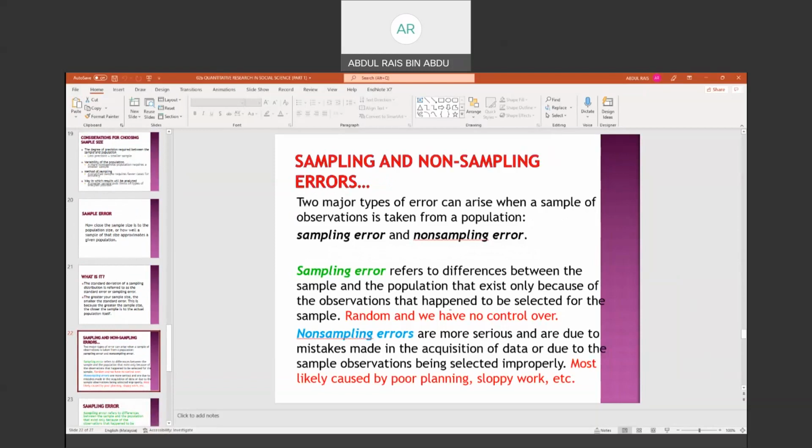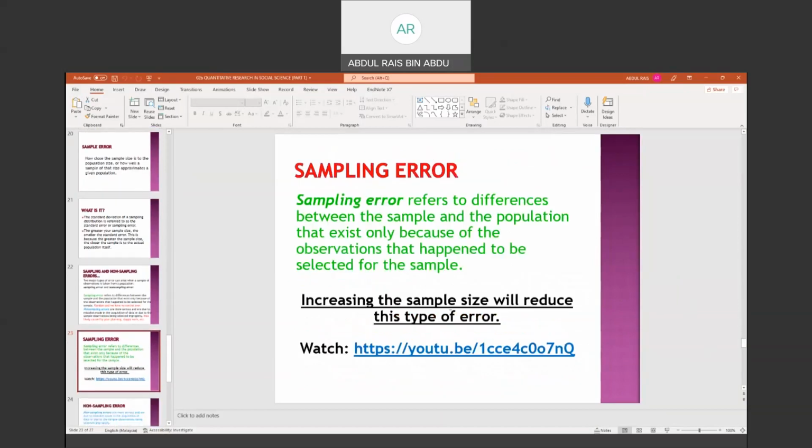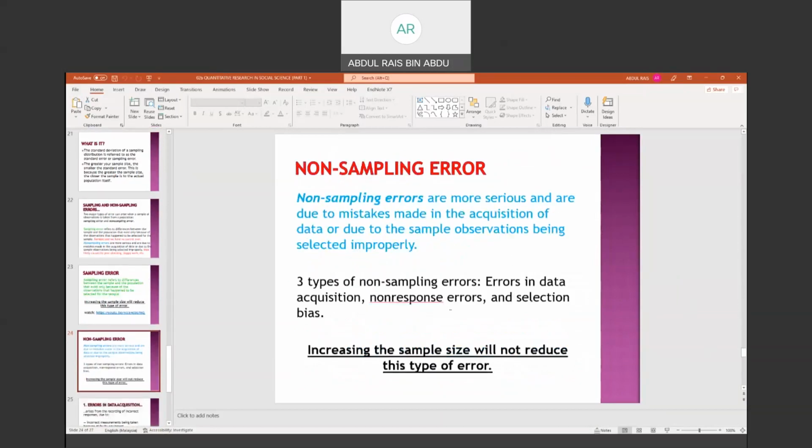Second type of error that can occur is non-sampling error. Okay, sampling error ni berkaitan dengan jumlah population. Non-sampling error dia ada 3 jenis. Secara ringkas, dia ada errors in data acquisition, non-response data, and selection bias. Tahu lebih lanjut, saya akan buka link video YouTube yang slide ni.